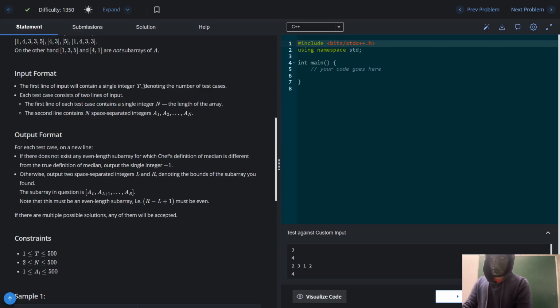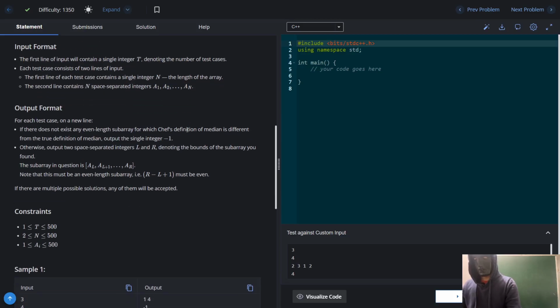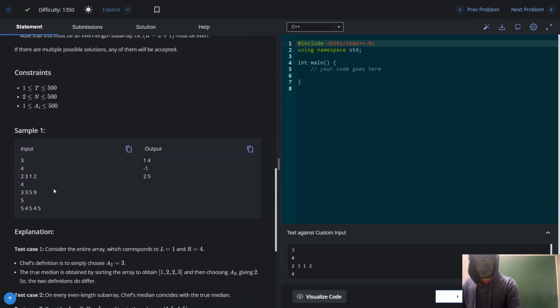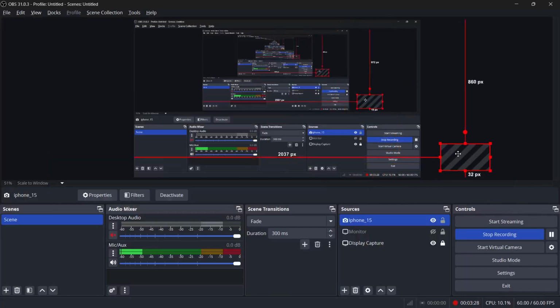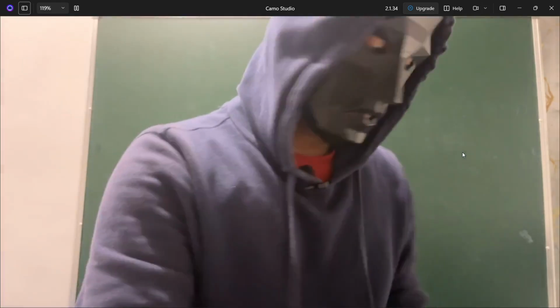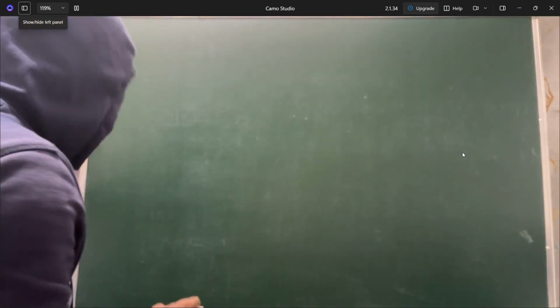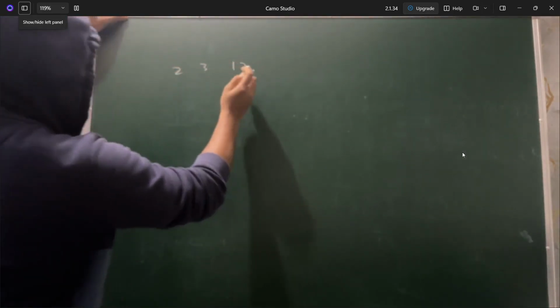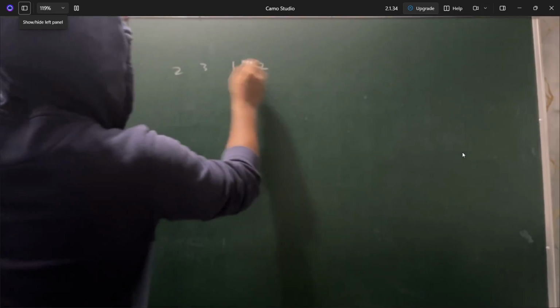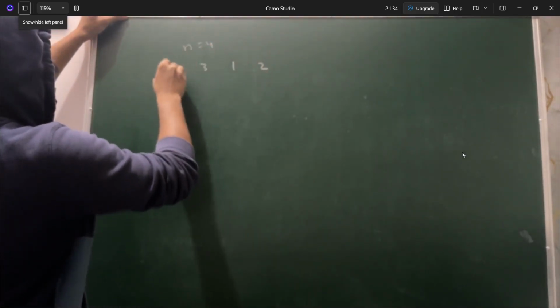In the input we have an integer t denoting the number of test cases, and we have n, the length of the array, and then on the next line we have n elements. So let's focus on the input examples. They have given 3 test cases. In the first test case we have 2 3 1 2, and n is 4 because its length is 4.